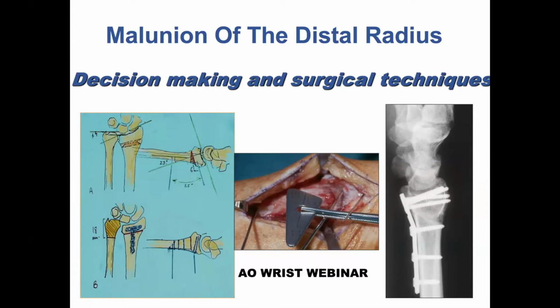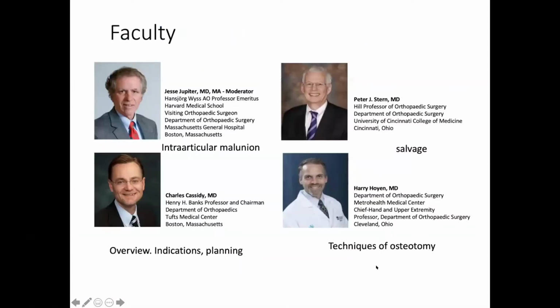So we're addressing now when things don't go right with your distal radius fracture, and looking at it when you have a deformity of the distal radial ulnar joint, the distal radial carpal joint, and combinations. We had an excellent faculty who went through these various topics.